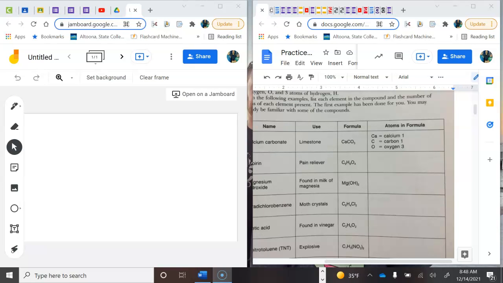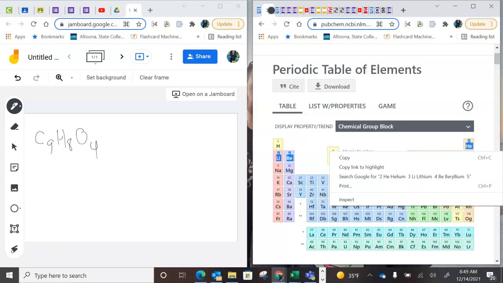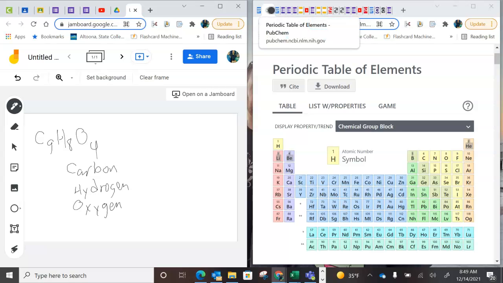So the first one there, aspirin, you have C9H8O4. So if you go to your periodic table, C is carbon, H right here, hydrogen, and O right there, oxygen. So then you just count the atoms. So carbon has nine carbons, 8 hydrogens, 4 oxygens for that one.